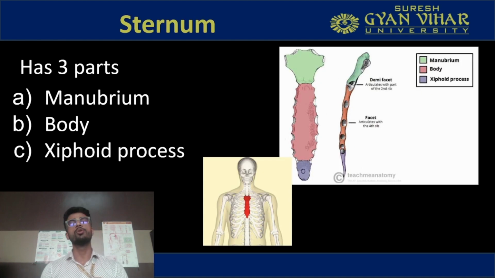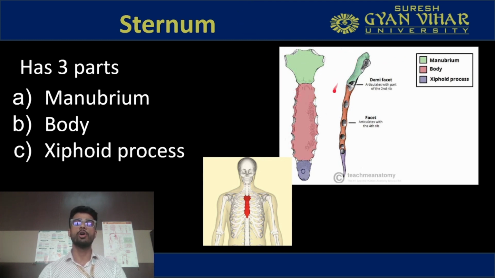So the first bone is the sternum. There are basically 4 bones that form the shoulder complex. First is your sternum, second is your clavicle, third is your humerus, and the fourth is the scapula. The very first bone, the sternum, has 3 parts. First is the manubrium, the uppermost part of the sternum. As you can see in this diagram, this green part depicts the manubrium.